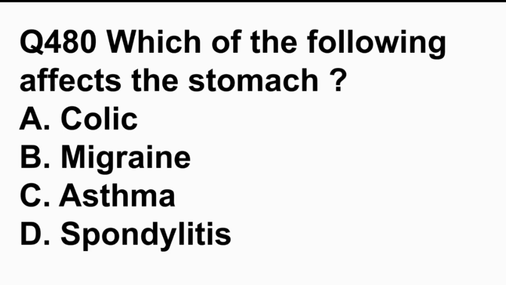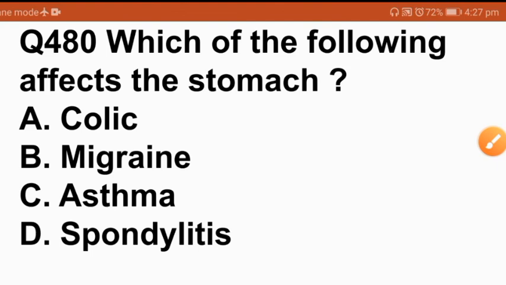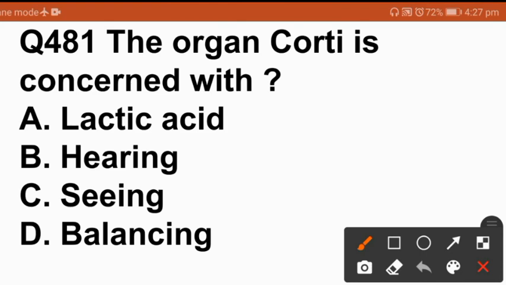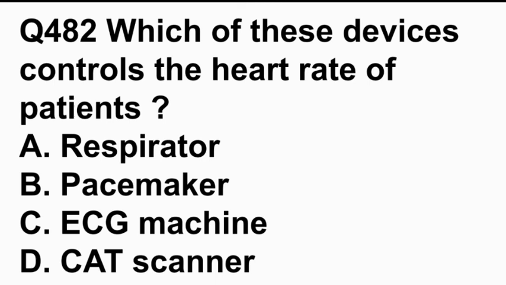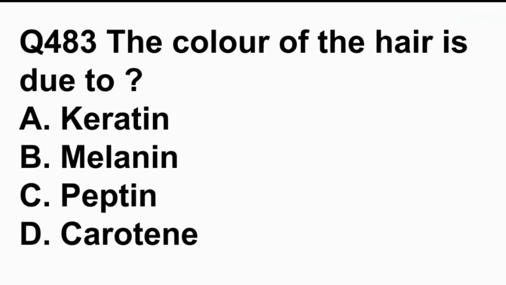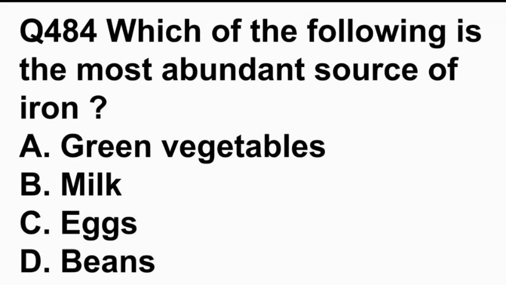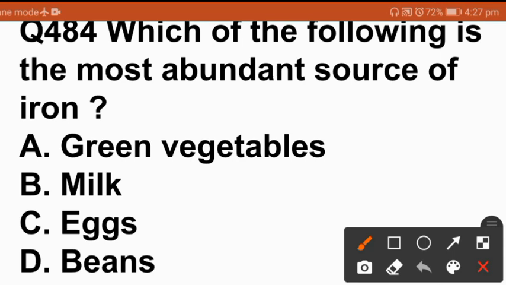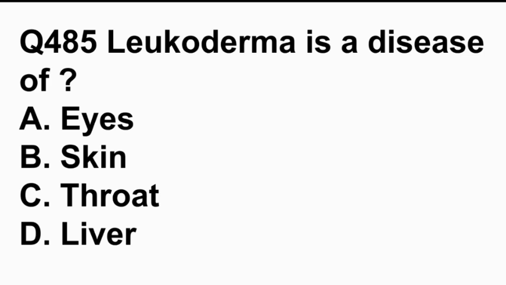A. Colic. The organ cochlea is concerned with? B. Hearing. Which of these devices controls the heart rate of patients? B. Pacemaker. The color of the hair is due to? B. Melanin. Which of the following is the most abundant source of iron? A. Green vegetables. Leucoderma is a disease of?